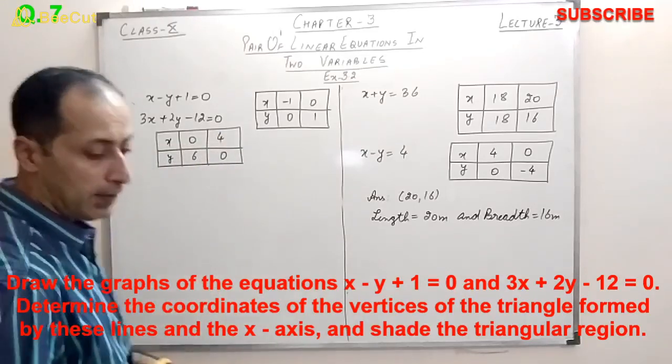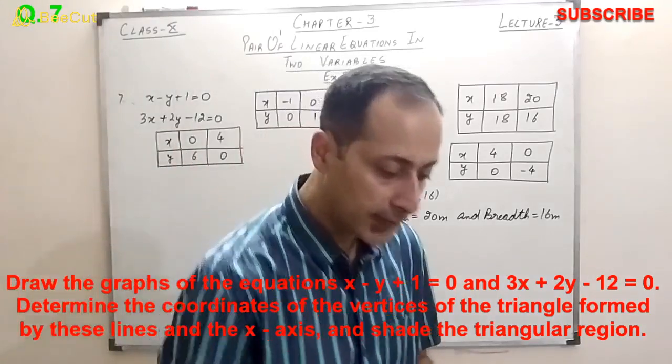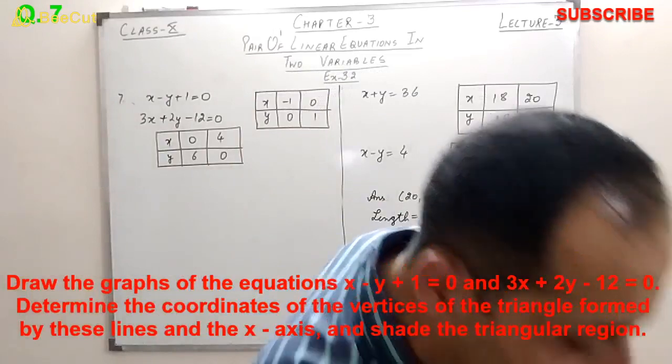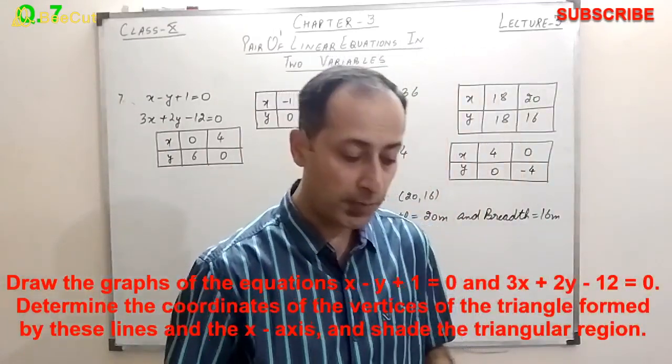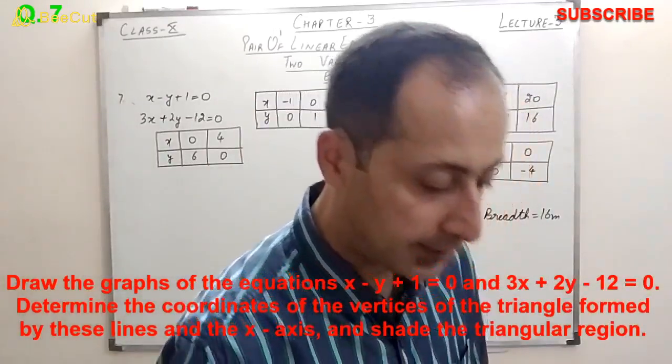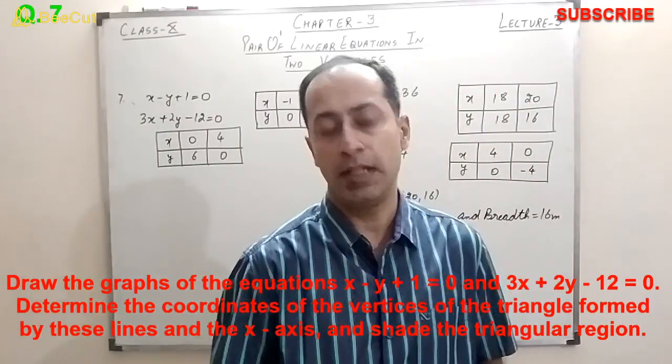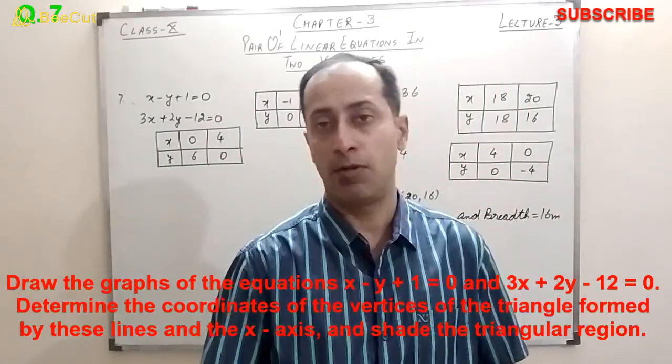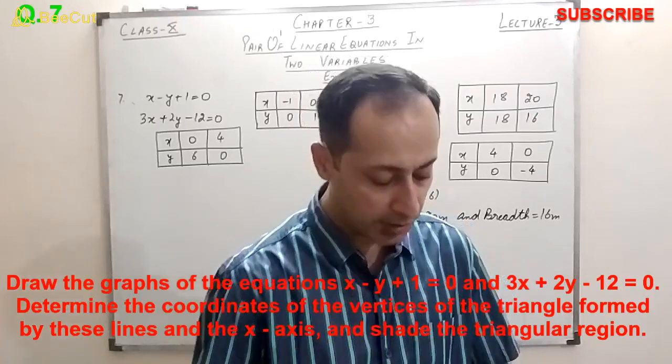right? Now what else do they say? They say to determine the coordinates of the vertices of the triangle formed by these lines and the x-axis, and then we have to shade the triangular region also. I am not drawing the graph on the board, I am just showing you the graph.